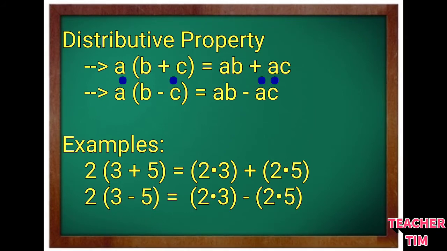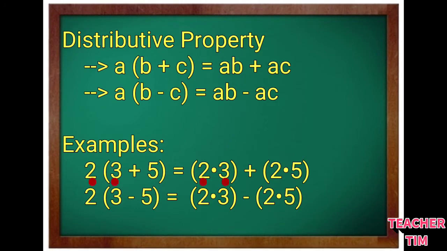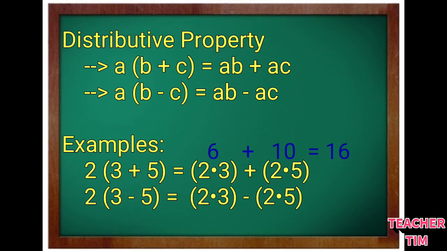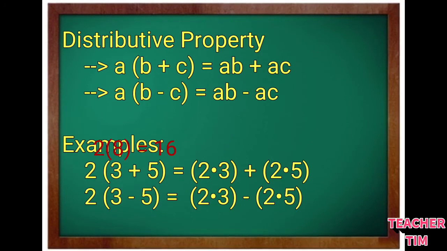Examples: 2 times quantity of 3 plus 5 equals quantity of 2 times 3 plus quantity of 2 times 5. Or 2 times quantity of 3 minus 5 equals quantity of 2 times 3 minus quantity of 2 times 5. 2 times 3 equals 6, and 2 times 5 equals 10. 6 plus 10 equals 16. And 2 times quantity of 3 plus 5 is 2 times 8 equals 16. 6 minus 10 equals negative 4, and 2 times negative 2 equals negative 4.